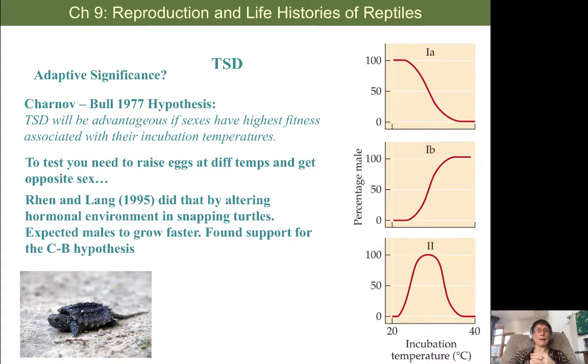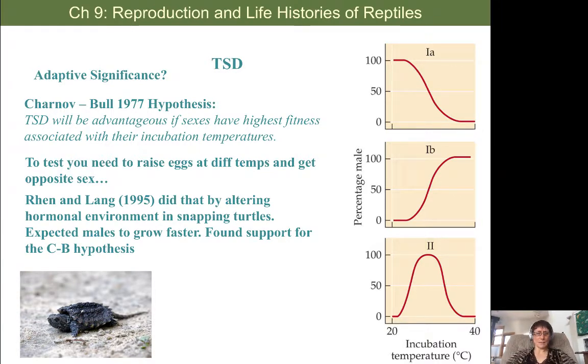So growth rate had everything to do with the temperature at which they were produced. It had nothing to do with being male or female. So that showed support for the Charnov-Bull hypothesis. So there was a selective advantage to the temperature at which they were produced. And so that supports the hypothesis that temperature-dependent sex determination is advantageous.